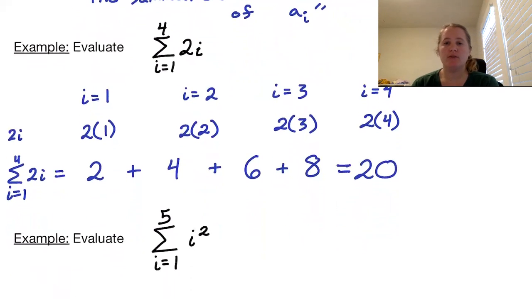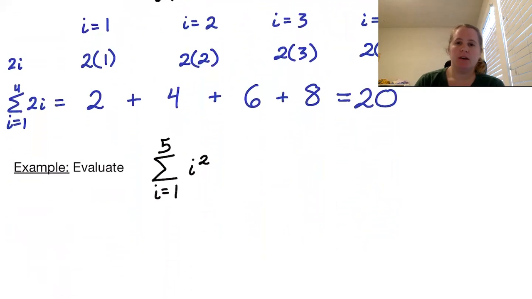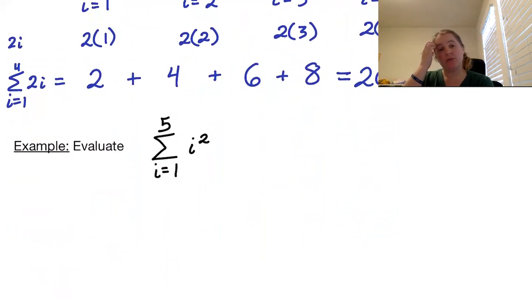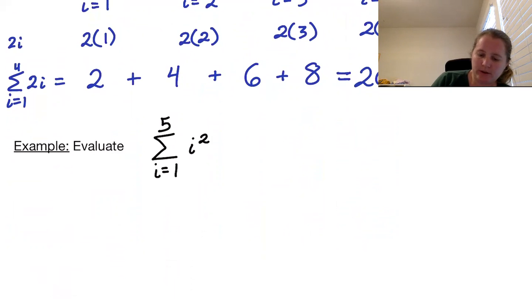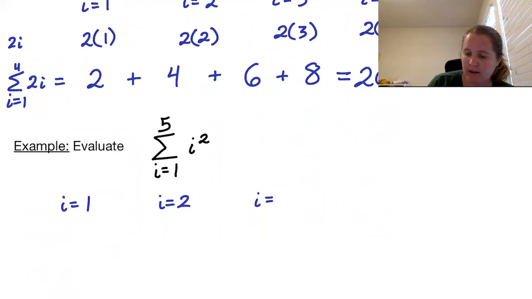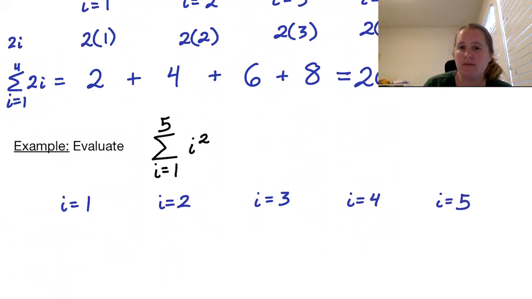So let's go ahead and do another example. And we want to evaluate the summation from i equals 1 to 5 of i squared. So this time around, we are concerned with i equals 1, i equals 2, i equals 3, i equals 4, and i equals 5. And then for each of those, we are going to do i squared.